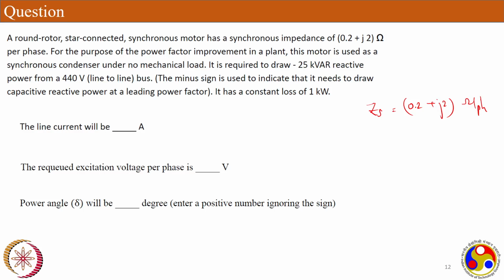Now at a leading power factor, it has constant losses of 1 kilowatt. Now what is the line current? What is the required excitation voltage per phase? What is the excitation voltage that is required for the plant? And also the power angle delta will be how many degrees? Synchronous motor as a synchronous condenser, we have discussed that well. A synchronous condenser is nothing but a synchronous motor.